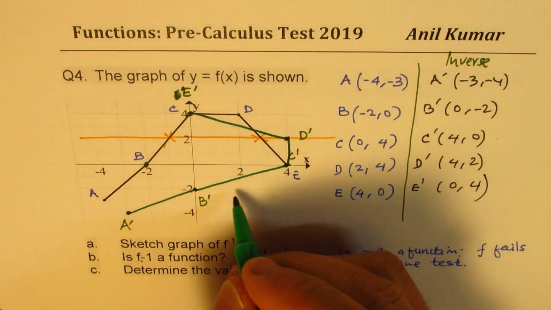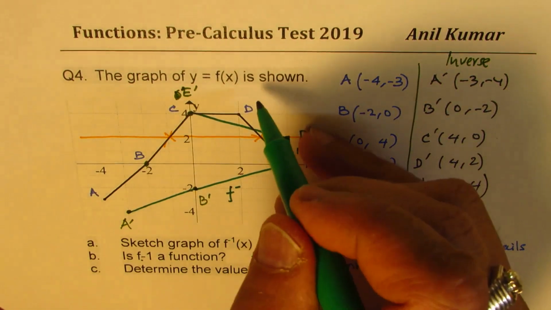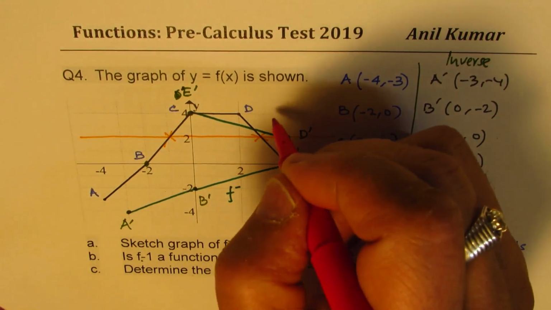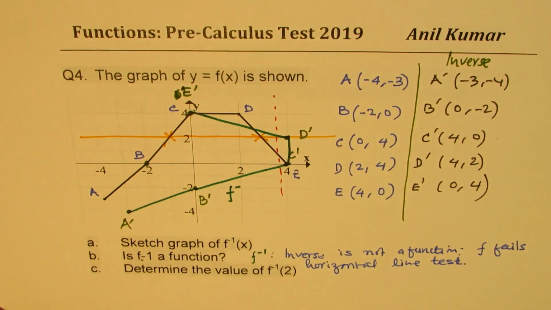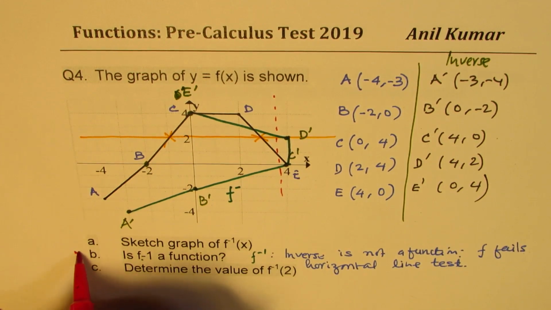So that becomes the inverse of this, right? So we see that the inverse is not a function. And clearly it fails the vertical line test, right? So if I now sketch a vertical line, it actually intersects at many points. Perfect. So this is not a function.